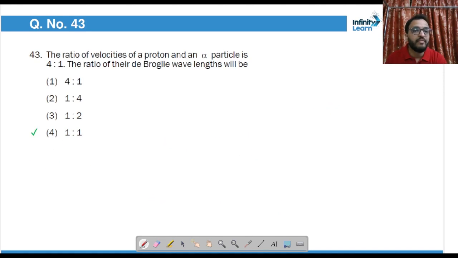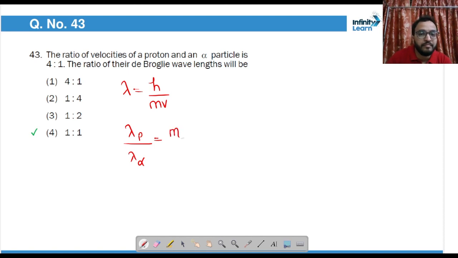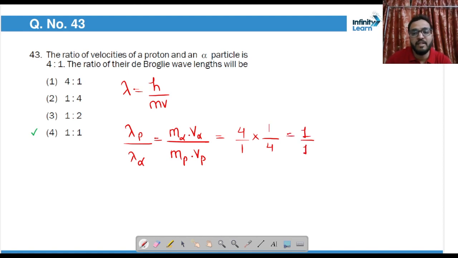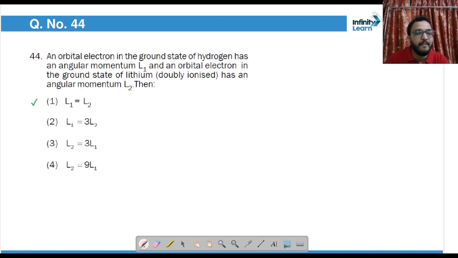Okay. Question number 43. The ratio of the de Broglie wavelength, see, lambda is equals to h by mv, right? So for proton upon alpha particle is equals to mass of alpha particle into velocity of alpha particle upon mass of proton into velocity of proton. Now mass of alpha particle upon mass of proton is 4 is to 1. Velocity of alpha particle upon velocity of proton, they have given us 1 is to 4. So answer is 1 is to 1. Fourth option correct. Got it?